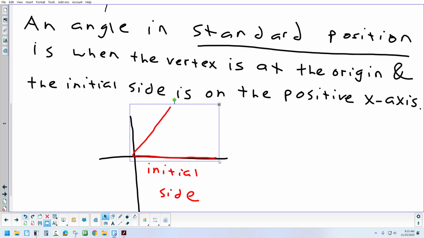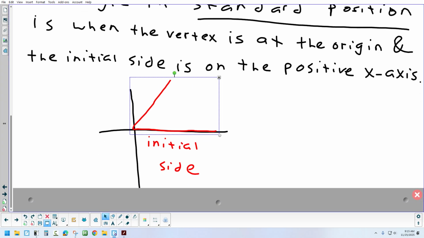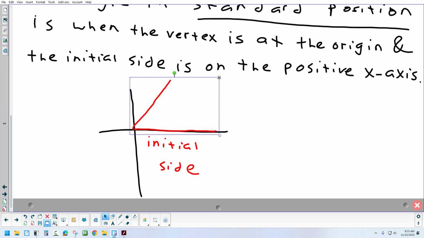So what that does is it gives us a way, if I say to sketch a 45-degree angle, everybody's angle would look pretty similar, rather than having them rotated different ways.